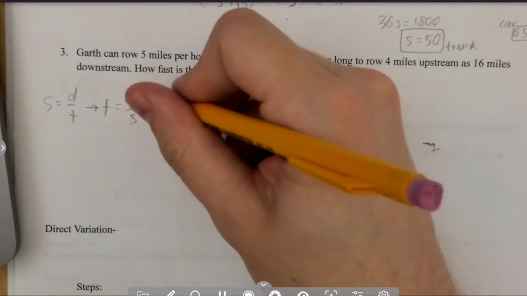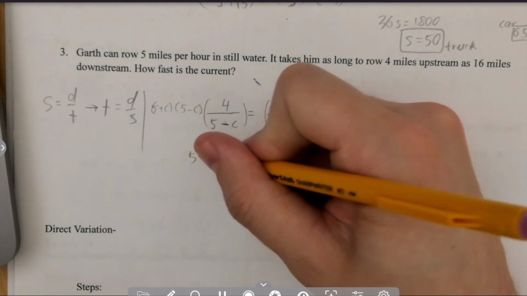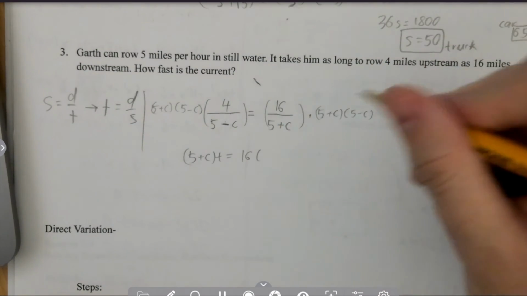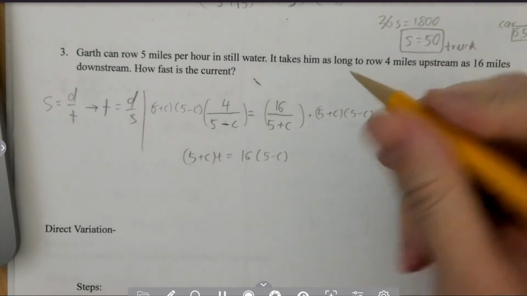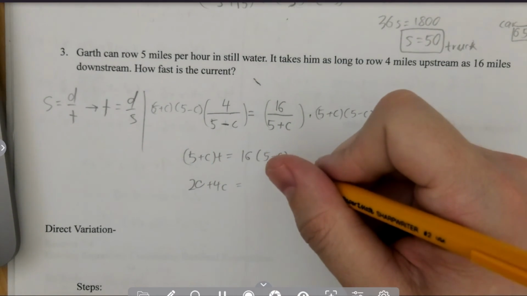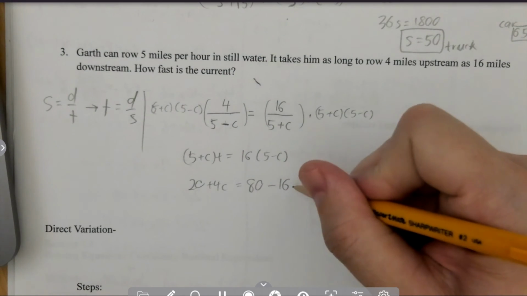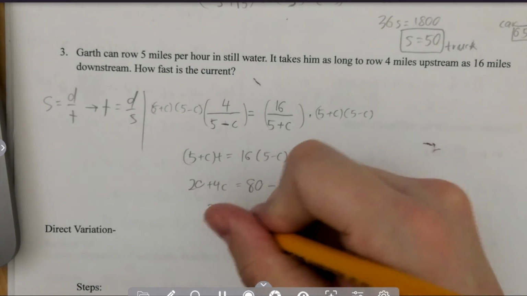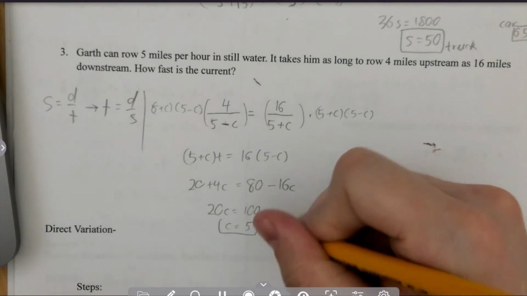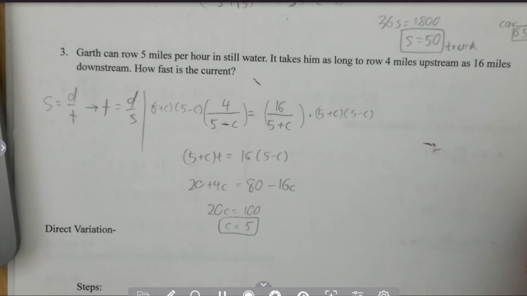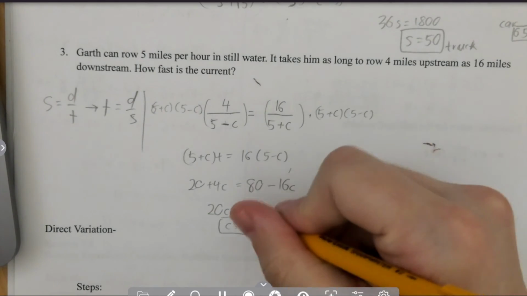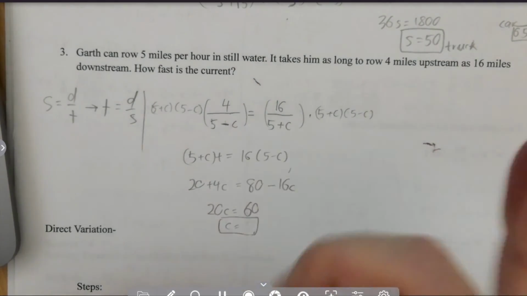Okay, so in this case on the left-hand side, the 5 minus c's cancel. So I've got a 5 plus c distributing to 4. On the other side, the 5 plus c's cancel, and so I've got a 16 distributing to a 5 minus c. And that's going to be 20 plus 4c equals 80 minus 16c. That's going to get me 20c equals 100. And so c will equal 5. No, because that will subtract and make 60. And so the current is 3 miles an hour.